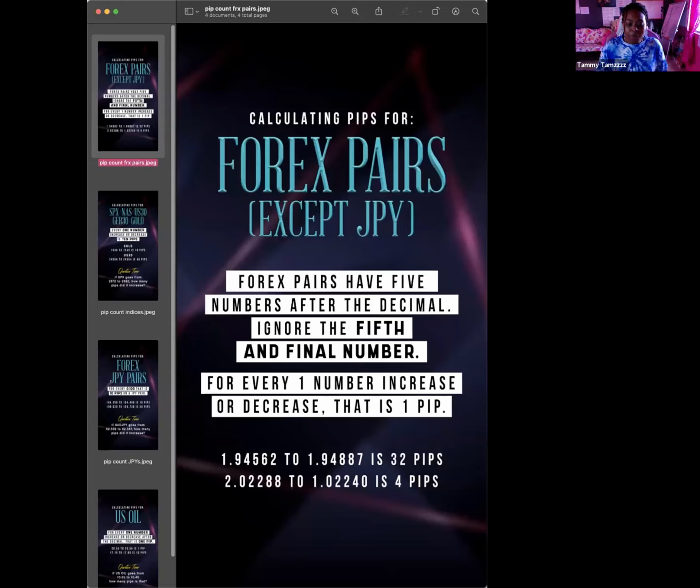So if we go from 1.94562 to 1.94887, that is 34 pips, right? If we go from 1.02228 to 1.02240, that is 4 pips. This is for all Forex pairs except JPYs.